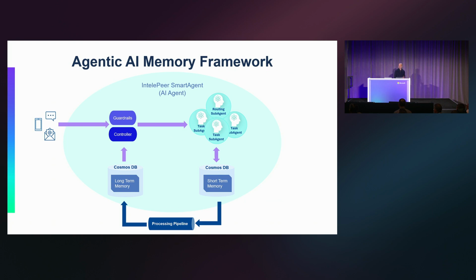So that's IntelliPeer's use of Cosmos DB for both short and long-term memory needs for our Agentic AI framework. Happy to take questions after the session, and thank you for your time. James, back to you.